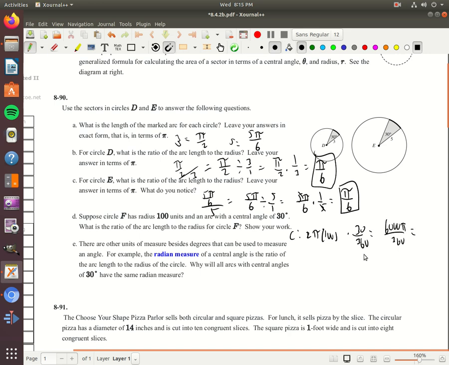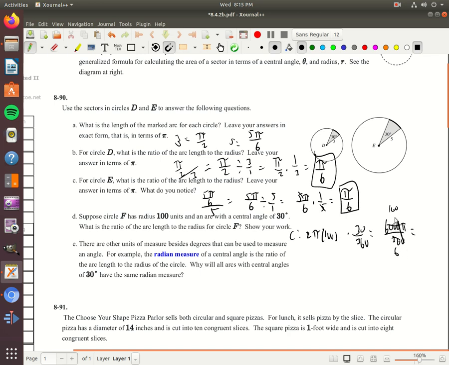6,000 divided by 360 ends up being 16.67, which is not something I'm super excited about working with. So why don't we start simplifying this here. That's going to disappear. And now I have 600 over 36. So 6 is going to go in here 100 times. And it's going to go in here 6 times.